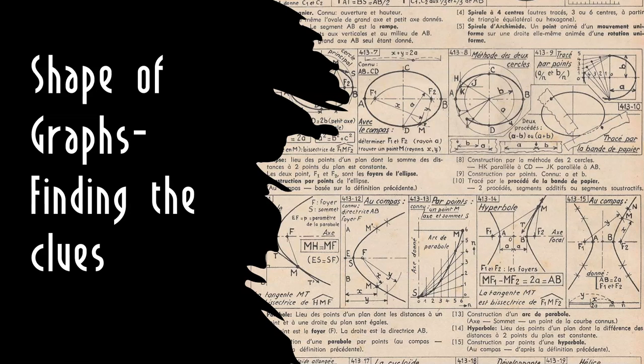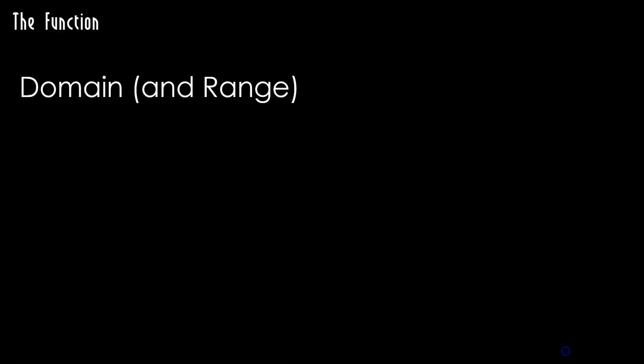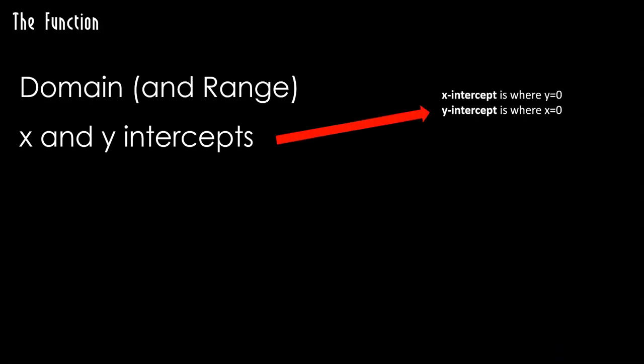Now that we know what to do when we have the clues, we need to figure out how to actually find the clues. First thing we want to know is, what is the domain? Well, we already know how to do that. We did that at the beginning of the semester. How about the x and y intercepts? Well, the x-intercept is when y equals 0, and the y-intercept is when x equals 0. So that's pretty straightforward. Asymptotes.